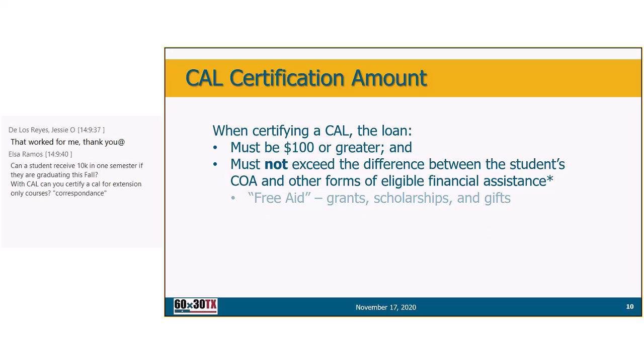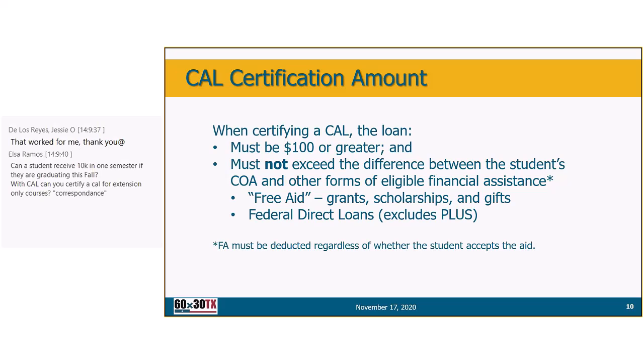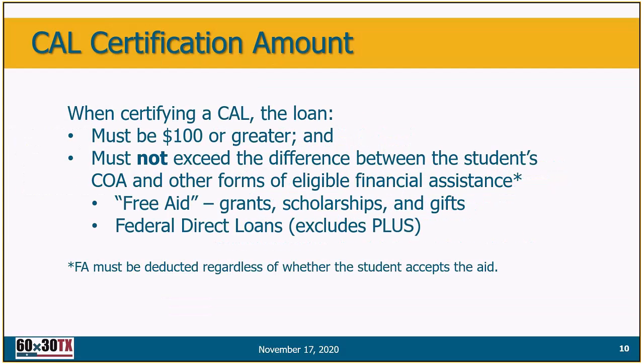Financial assistance is going to include your free aid, which is grants, scholarships, or any other type of gifts. And it's going to also include federal direct loans, but it does exclude PLUS. So any of your subsidized or unsubsidized loans, those do get calculated in on top of the free aid. So one thing to be mindful of is that even if the student chooses not to accept the aid, it still must be deducted. Also, if the institution chooses not to participate in the direct loan program, you still must deduct that from the amount before you go in and you certify.